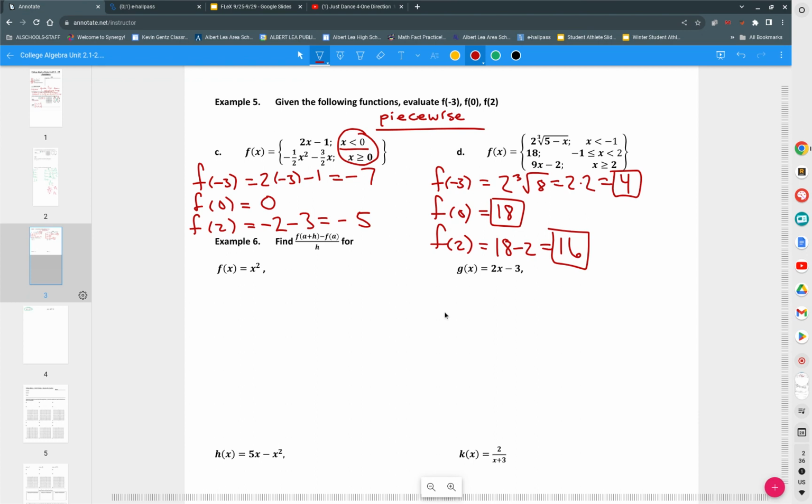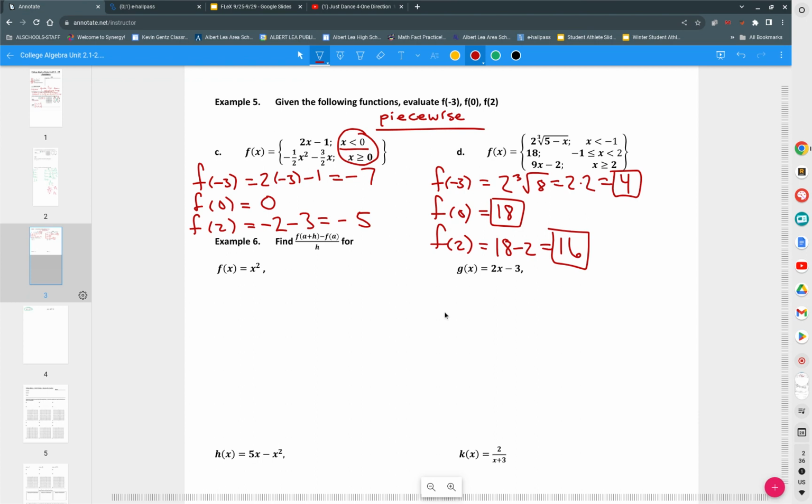Any questions on those three? Notice that the middle one is always 18, so there's nowhere to plug in x. You just always get a value of 18 anytime x is between -1 and 2.